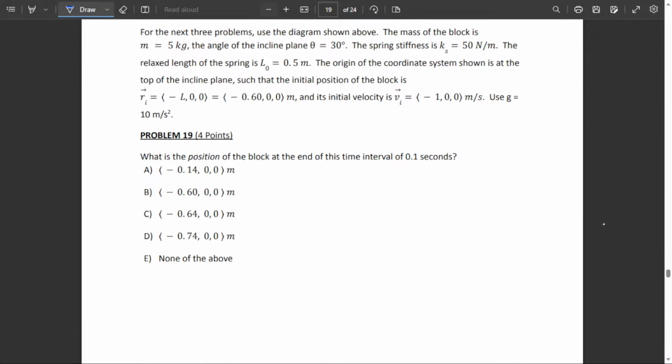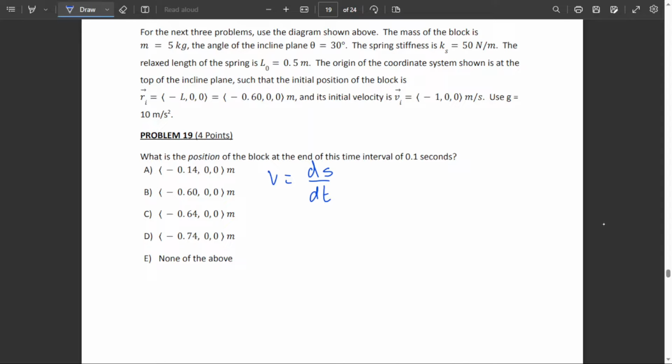Problem 19. What is the position of the block at the end of this time interval of 0.1 seconds? We're going to do the same thing as with the momentum. We're going to do an update. Very similarly, velocity is equal to the change in position over change in time.